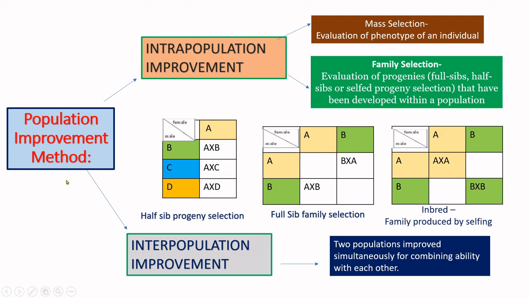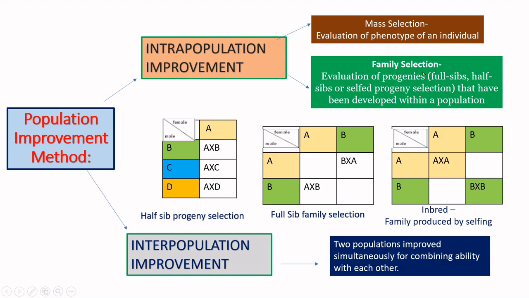Population improvement methods can further be classified into intra-population improvement and inter-population improvement. Intra-population improvement is based on improvement within the population, which we have already done in mass selection, which is based on the phenotype of an individual, selecting the phenotypically superior plants and growing them in the next generation.